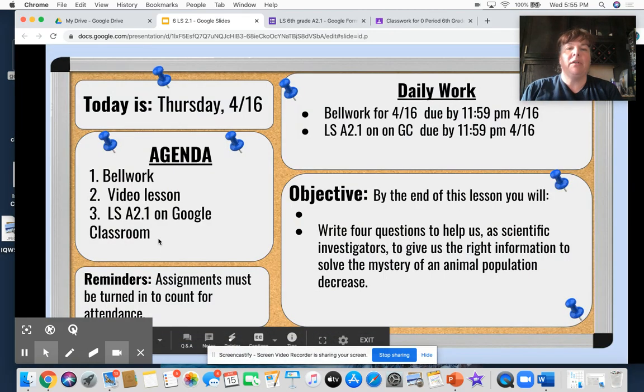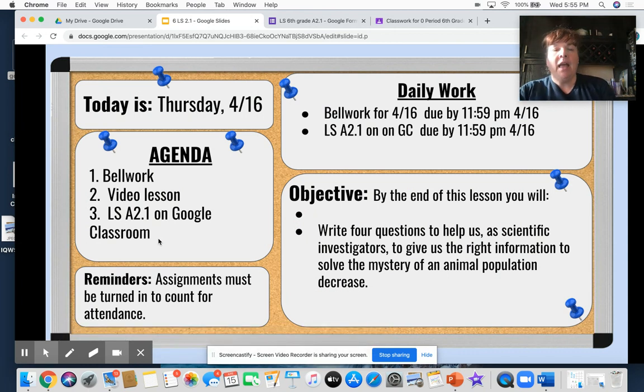So today we are going into lesson 2.1. For our agenda, you need to be doing your bell work, the video lesson, which this is, and then you have a very small assignment on Google Classroom. This should take you no more than 10 minutes at the most. Assignments need to be turned in to count for attendance. Even if you have older things you haven't turned in, turn them in, please.